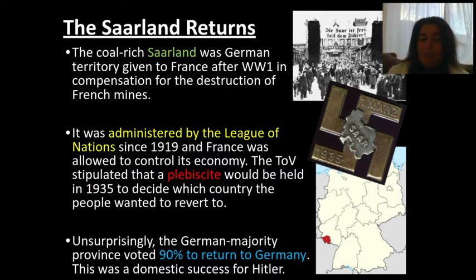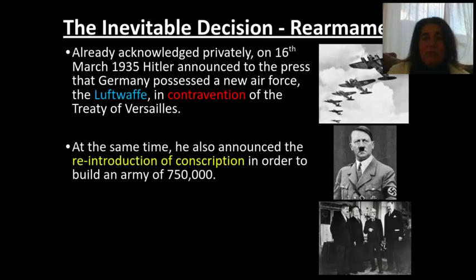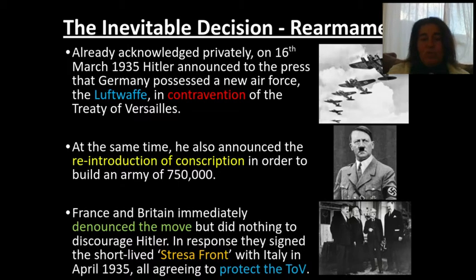Unsurprisingly, the German majority province voted 90% to return to Germany. This was clearly the first domestic success for Hitler. So this will take to the inevitable decision. If we have in mind his aims, obviously this will be one of the first steps to accomplishment.